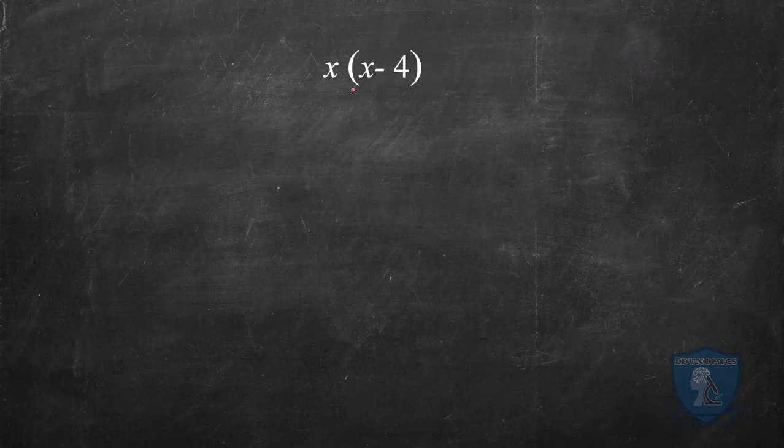Now here's another one. Instead of a number and a variable, we have 2 variables that are going to be multiplied, which is the x times the x and then the x times the minus 4. Now x times x, we mentioned that earlier, when we have an x times an x, we're going to get x squared. Good. And then x times minus 4 equals minus 4x.